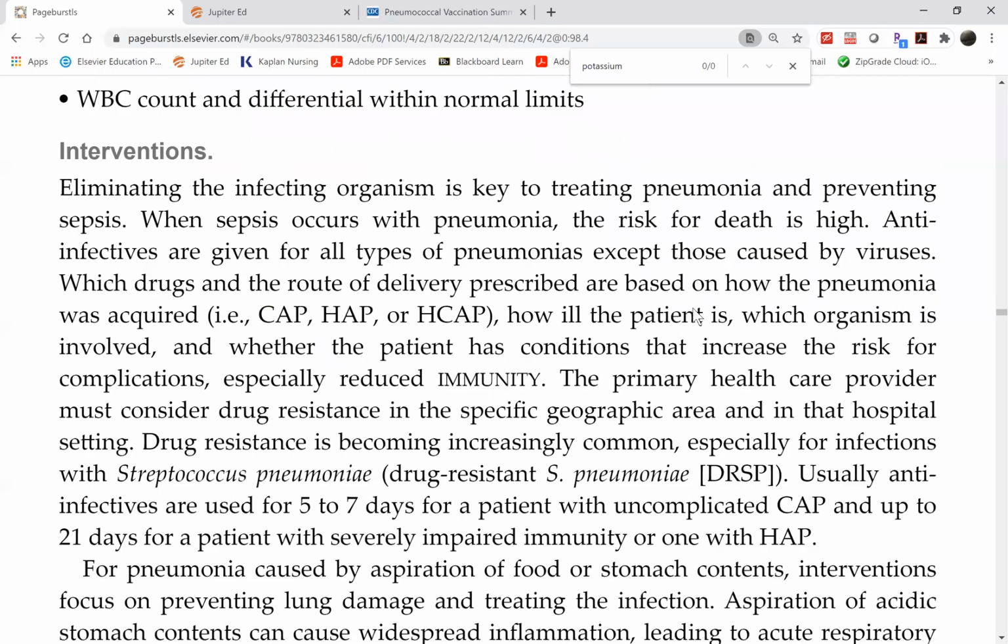And of course, the main reason they're in the hospital is to get antibiotics. Or if it's viral, then antiviral. If it's fungal, then antifungal, whatever the causative organism is. But most of them are bacterial, so most people get pneumonia. I mean, antibiotics, sorry.